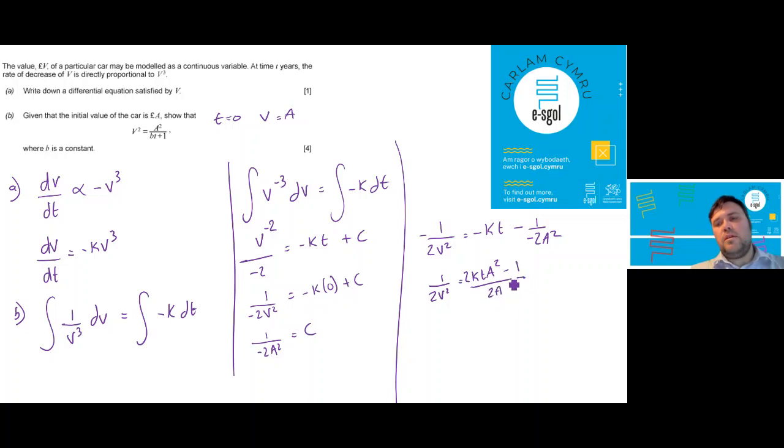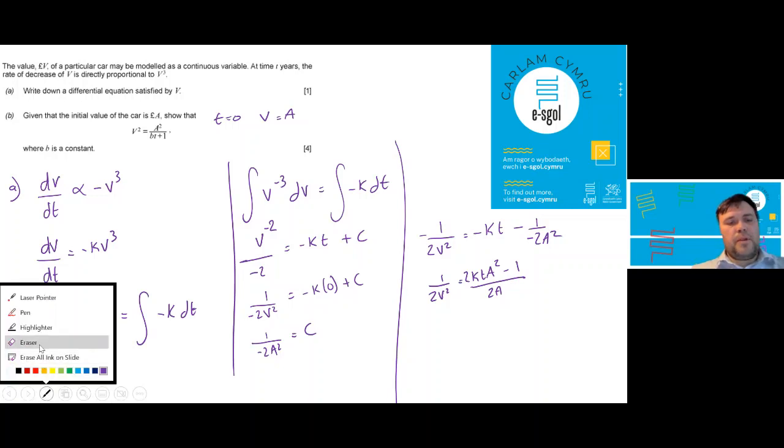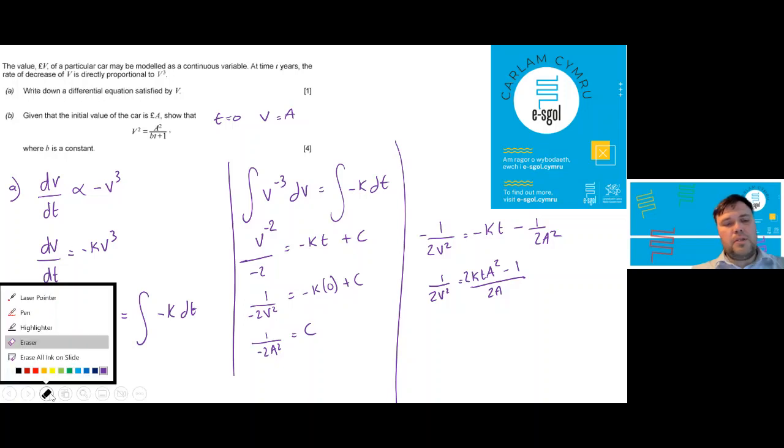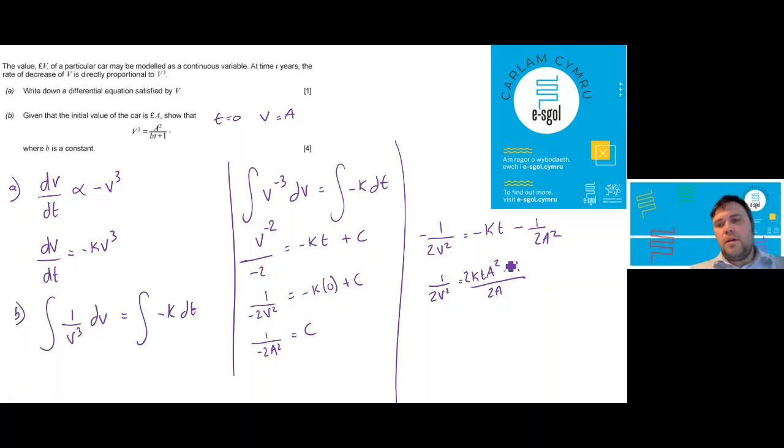That's done a minus minus. Let me change that bit there. I'm trying to account for it twice, so then that becomes a plus. Should be a plus there over 2a squared.